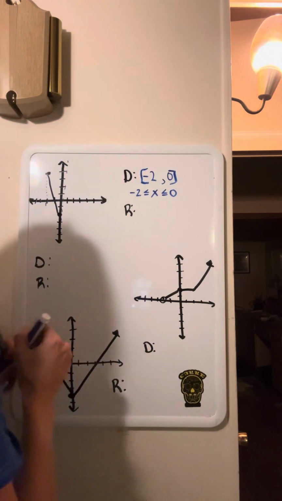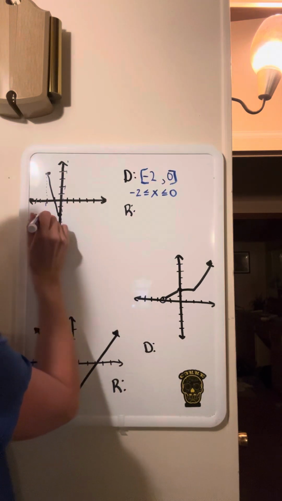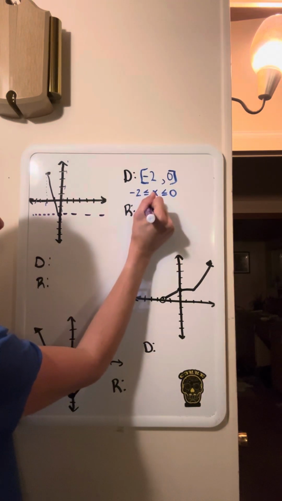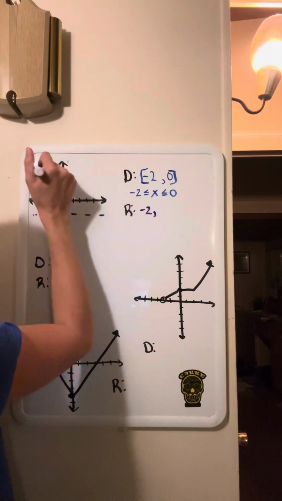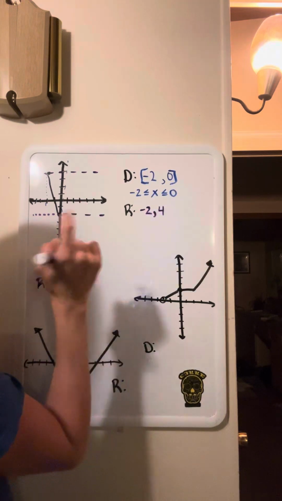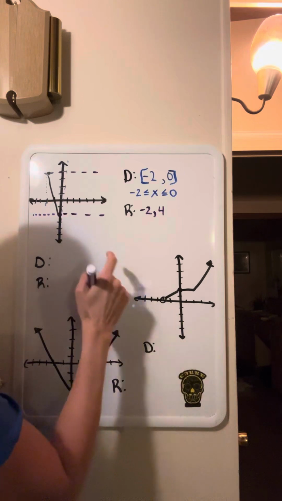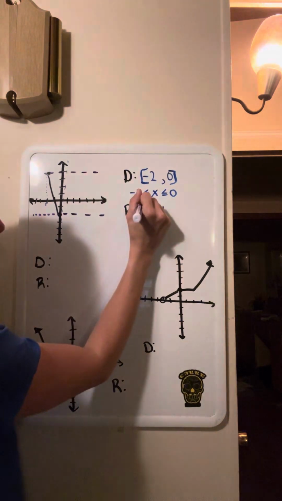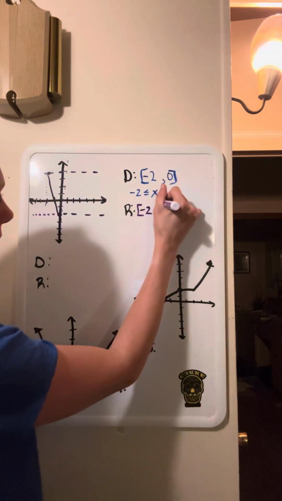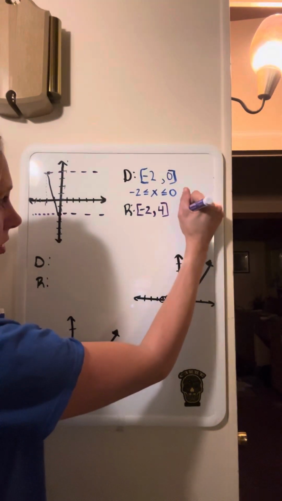Domain's left to right. Range is lowest to highest. Now for these, we do look at our y values. So I start with my lowest y value, which is at -2. My highest y value is at +4. So again, -2 to 4, that's my lowest to my highest in y values. And then because this is a closed circle at -2, I'm going to use a bracket. And a closed circle at +4 is also going to be a bracket. So that's the interval notation.